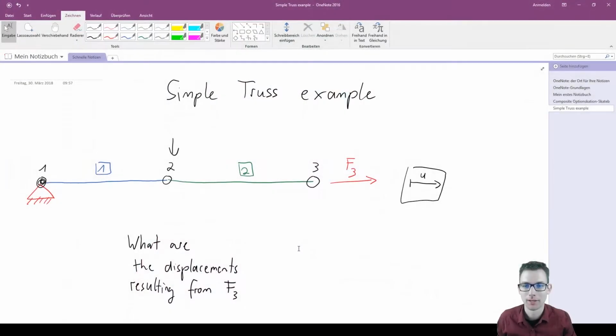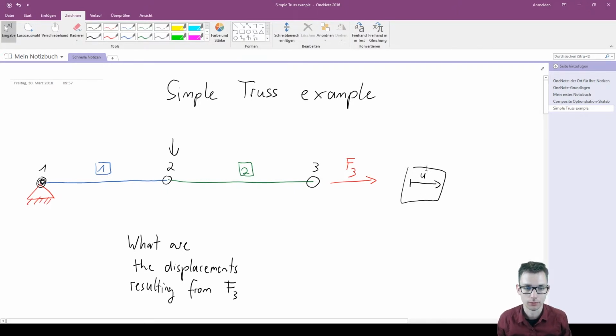Today we're gonna take a look at a simple truss example. Let's get started. So I have some notes here which I want to discuss shortly with you to understand the theory behind this. So I have a simple truss system consisting of two trusses which are connected to each other at node 2. And on node 1 we have a fixed constraint which constrains the only degree of freedom we have in the system, which is displacement in u.